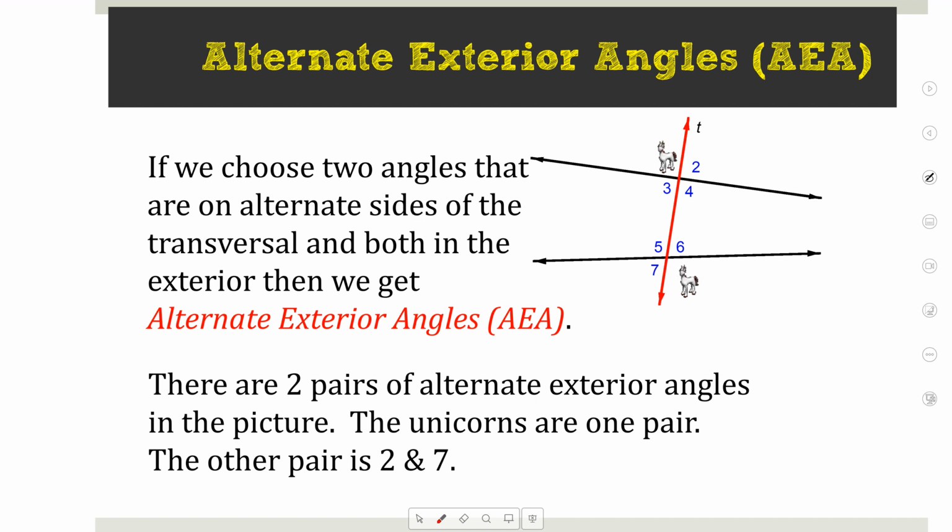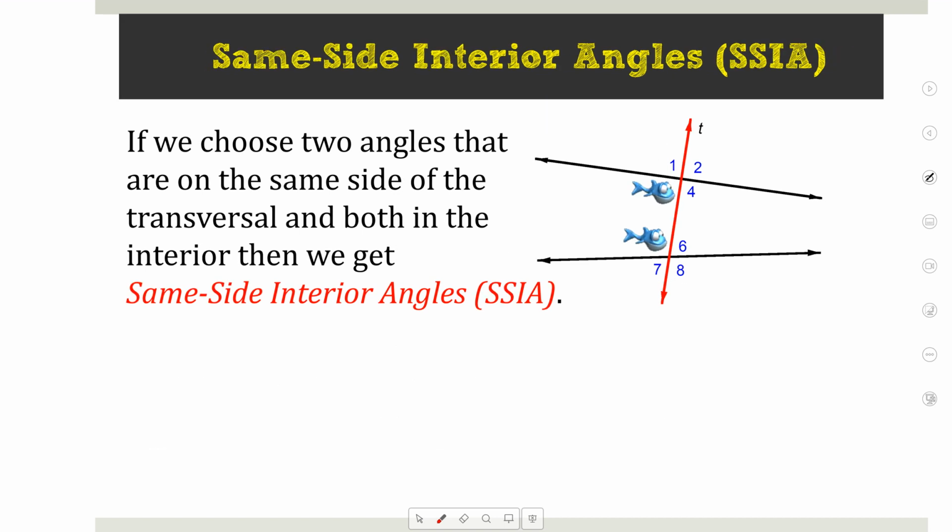Okay, here we go. Everybody good? We're all caught up? Any questions so far? All right, beautiful. Same side interior angles. Again, let's break the name down. Same side, meaning on the same side of the transversal. Interior, on the inside. So those two swimming fishies would be one pair of SSIA. Abby, where's the other pair? 4 and 6. Outstanding.